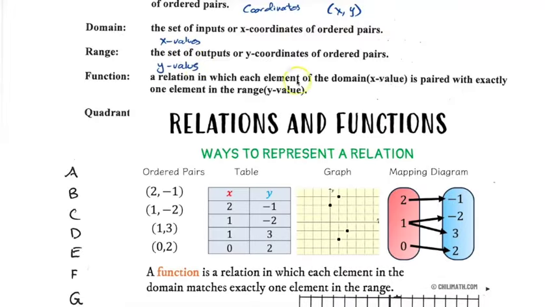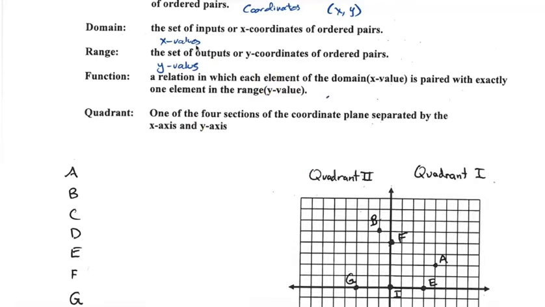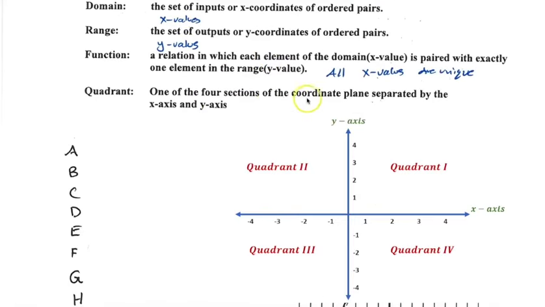A function is just a relation in which each element of the domain is paired with exactly one element of the range. That's just saying all the x values are going to be unique. You're not going to double up any of the x values. So all x values are unique. Quadrant: one of the four sections of a coordinate plane separated by the x and y axes.